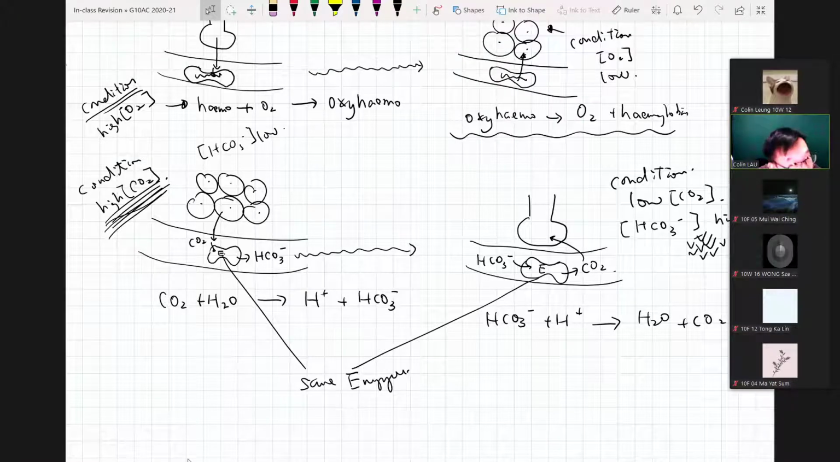And finally, we said that one breath means one inhale and one exhale. We call it one breath. And you have to be able to look at the graph and calculate the breathing rate. So that's the whole chapter.